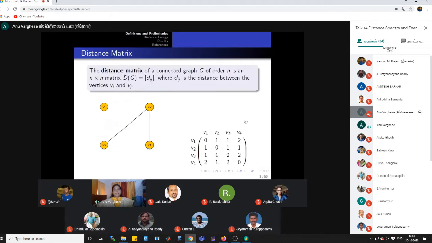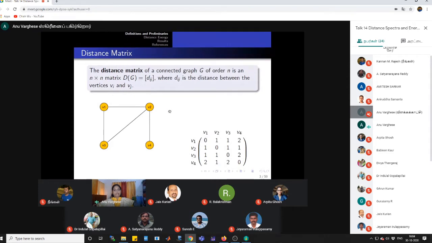The distance matrix of a connected graph G of order n is an n by n matrix with entries dij, where dij is the distance between the vertices vi and vj. Here is a graph and the corresponding distance matrix is here. The distance between V3 and V4 is 2. So the entry V3, V4 is 2.